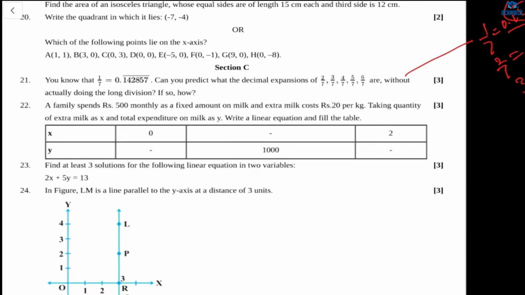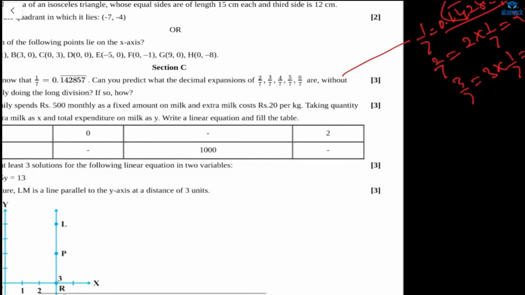Shazan, have you got the answer, the equation here? Yes, ma'am. Which one, ma'am? 22. I've done this question. So can you explain here? Okay, let me tell you.